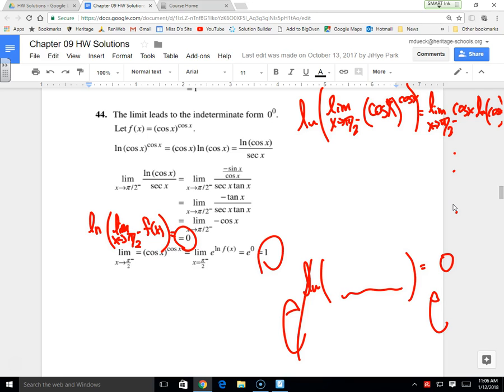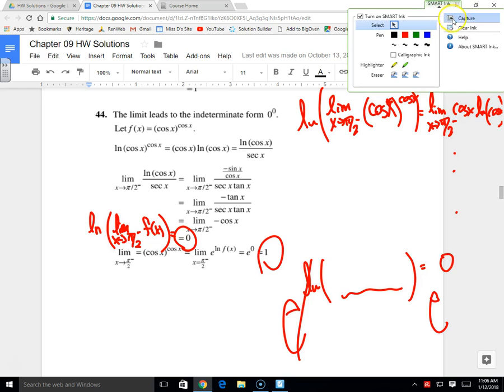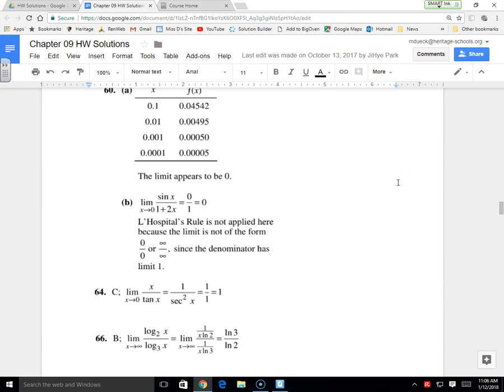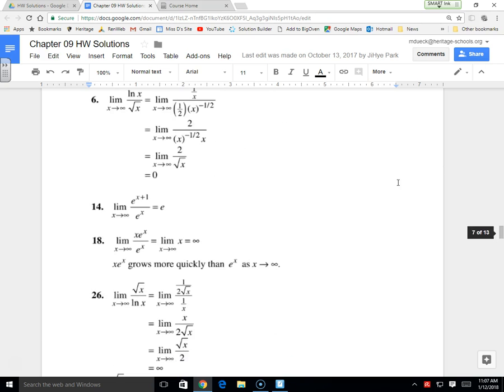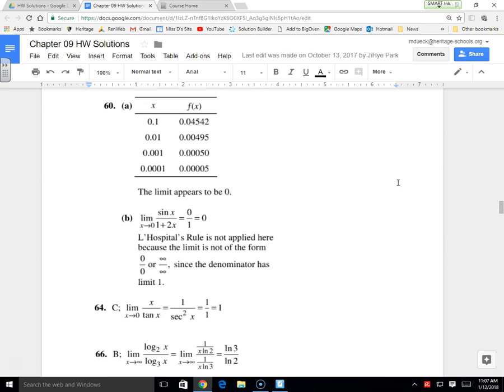Cool. I think we have at least one more even. There's something else on the next page. 60? Ooh, 60, 64, and 66, and then we're done. So, number 60, I think we can see them all. 60A.